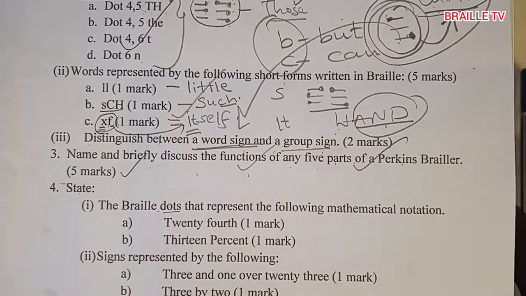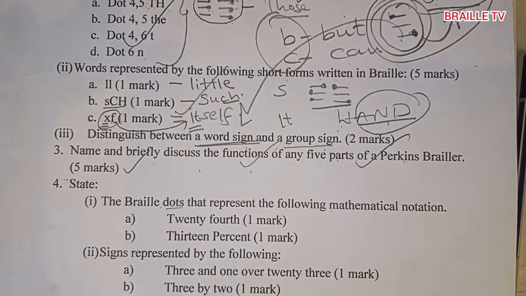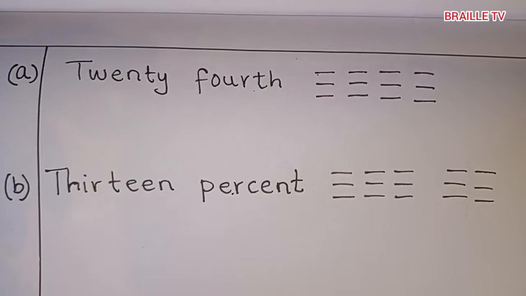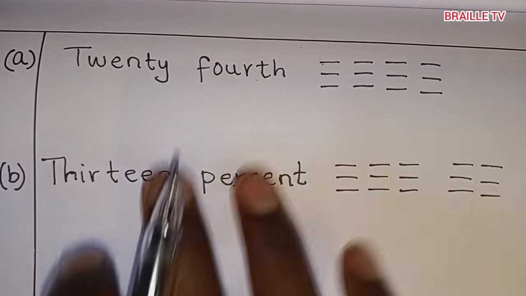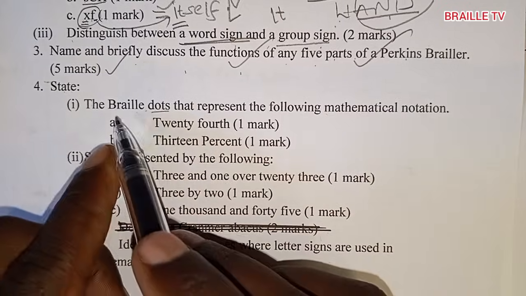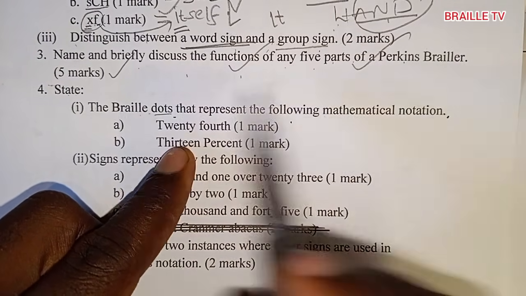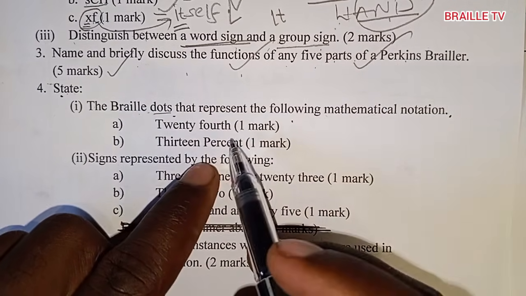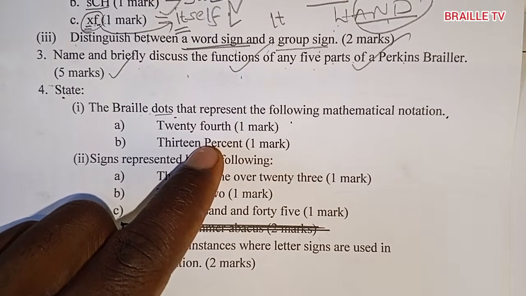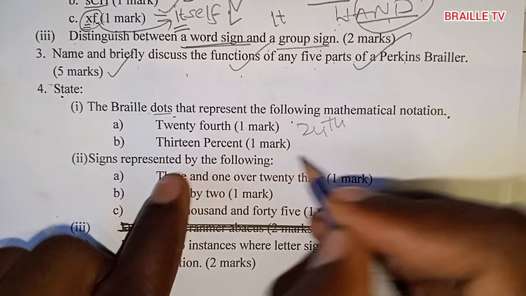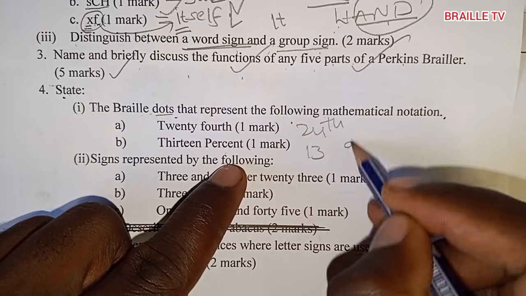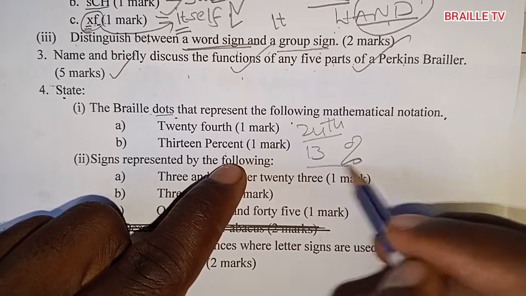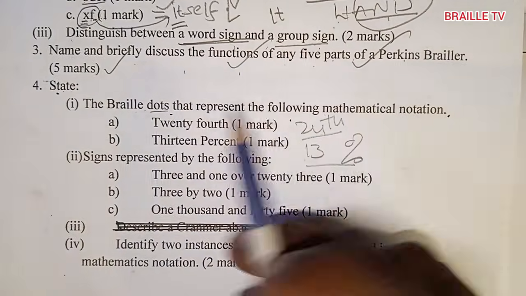Now, let me write somewhere, and then we write together, and then you will be able to understand. So, teachers, I have written them here. So let us read again from the paper. The paper was asking us the Braille dots that represent the following mathematical notation. Remember, we are told to state. So the items are 24th and 13%. This is what we are being told, not to write, but to state the Braille dots.